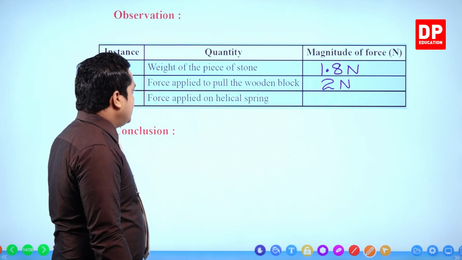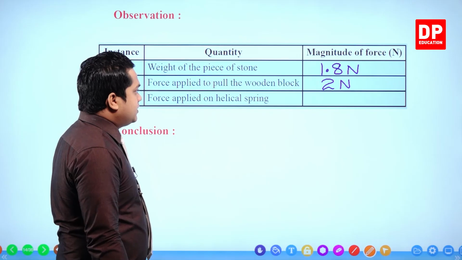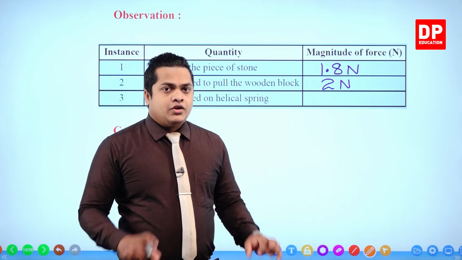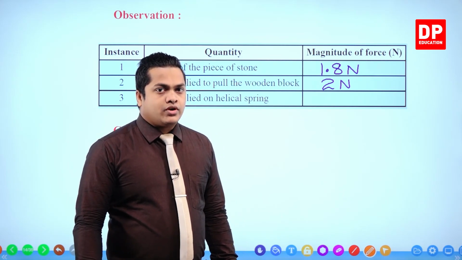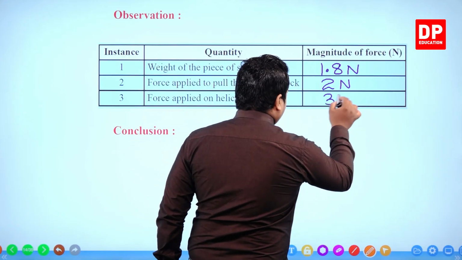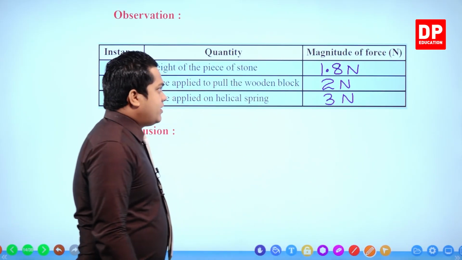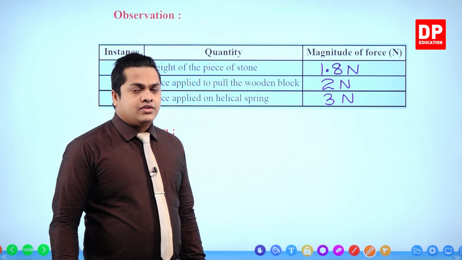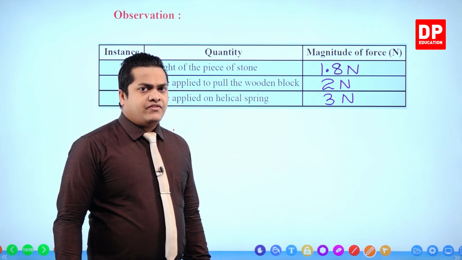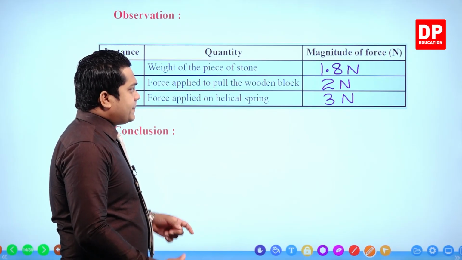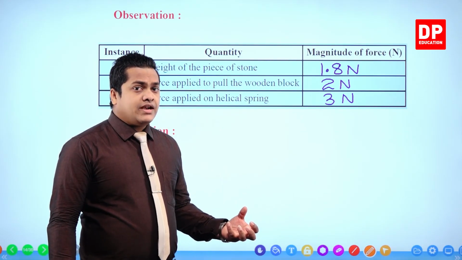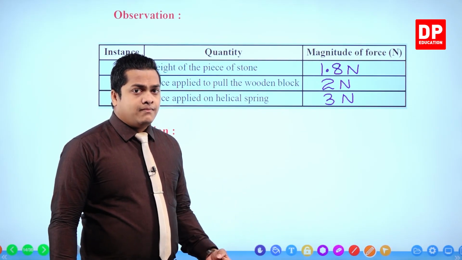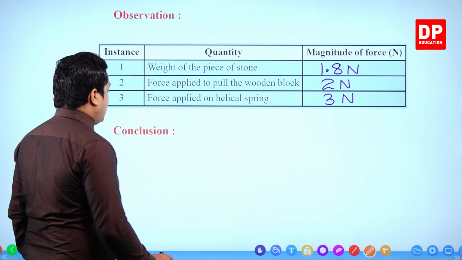Force applied on the helical spring. On the helical spring, to stretch it to 10 centimeters of length, we applied 3 Newton of force. So 1.8 Newton, 2 Newton and 3 Newton are the answers. So what is the conclusion that we can take from this experiment, my dear children? It's really simple. We can get the magnitude of a force by using the spring balance, right? So we can write our answer.